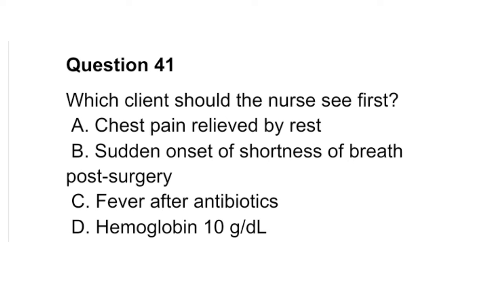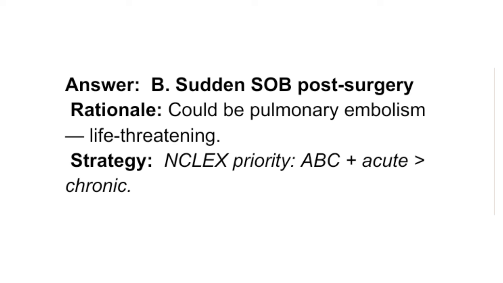Question 41. Which client should the nurse see first? A. Chest pain relieved by rest. B. Sudden onset of shortness of breath post-surgery. C. Fever after antibiotics. D. Hemoglobin 10 g/dL. Answer: B. Sudden SOB post-surgery. Rationale: could be pulmonary embolism, life-threatening. Strategy: NCLEX priority, ABC plus acute over chronic.